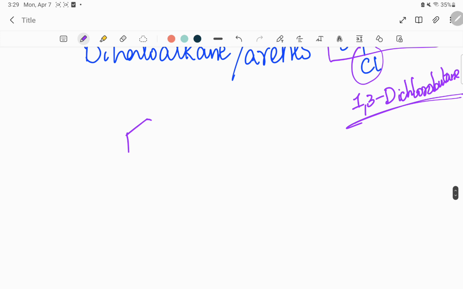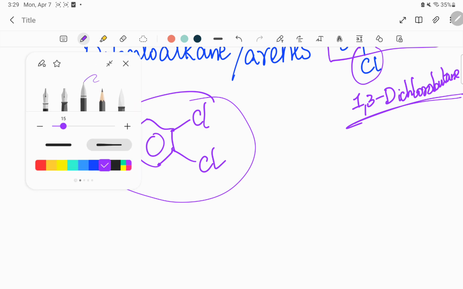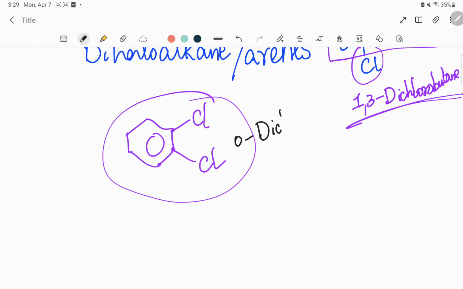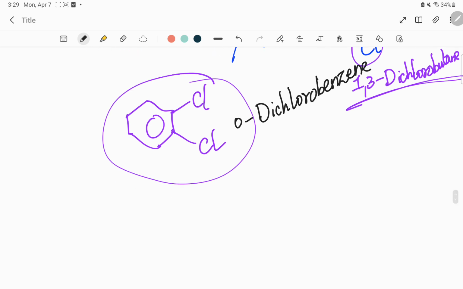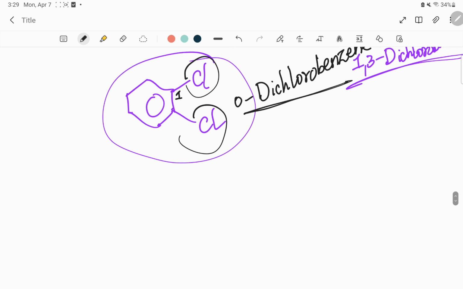Similarly, an example of a dihaloarene will be 1,2-dichlorobenzene, where the two chlorine atoms are adjacent to each other, and the common name of this will be ortho-dichlorobenzene. Again, ortho, meta and para is something which you would have learnt in grade 11. So I hope that is clear. Since the two chlorine atoms are in the adjacent position, we will call this compound ortho-dichlorobenzene.